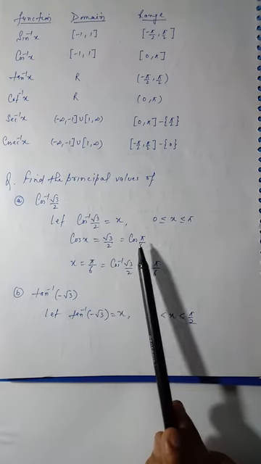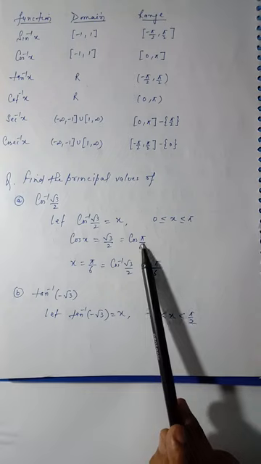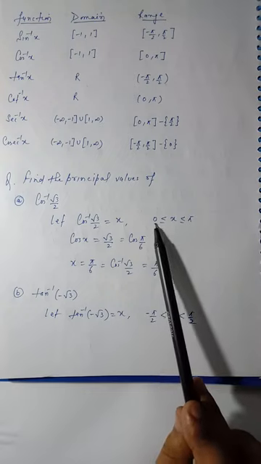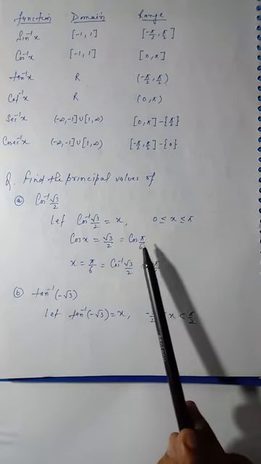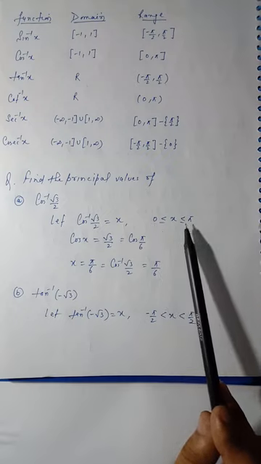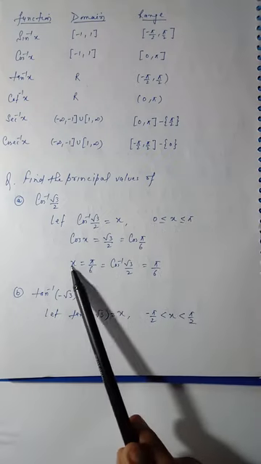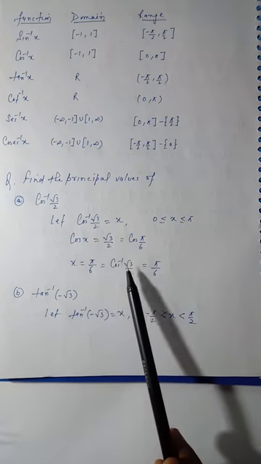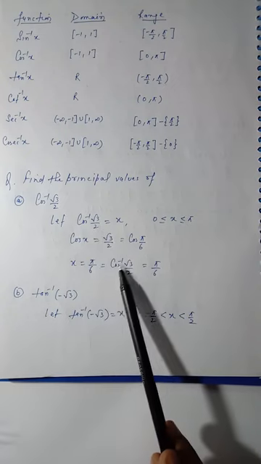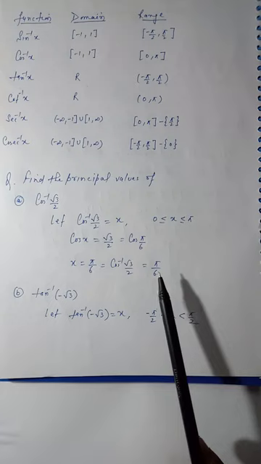Now we have to check one thing: is this x between 0 to pi? Yes, obviously 30 lies between 0 to pi or 180. So x is equal to pi by 6, and what is x? Cos inverse root 3 by 2. So the principal value of cos inverse root 3 by 2 is pi by 6.